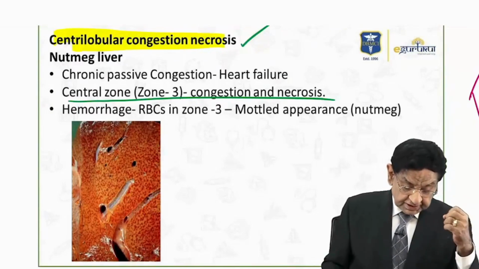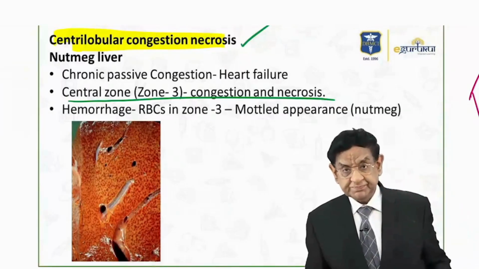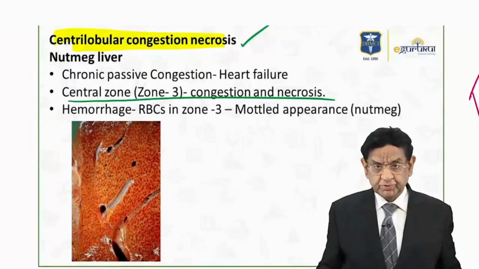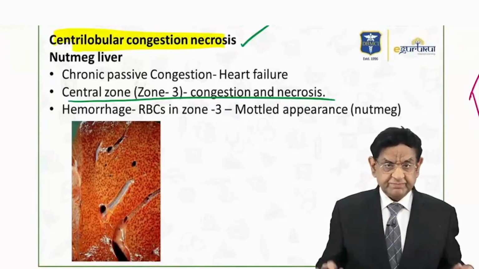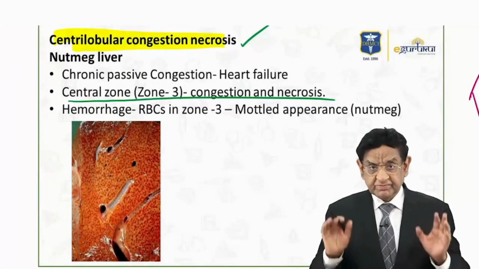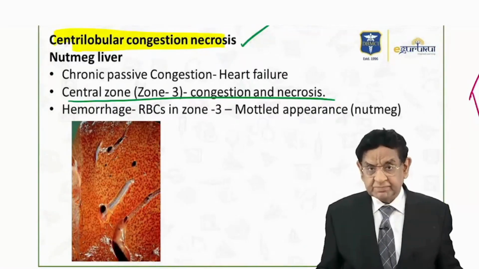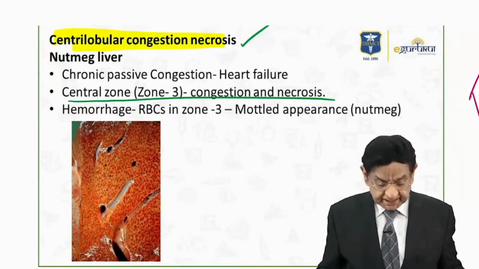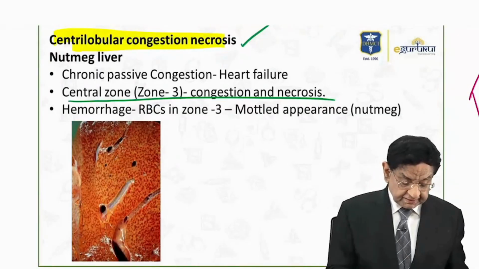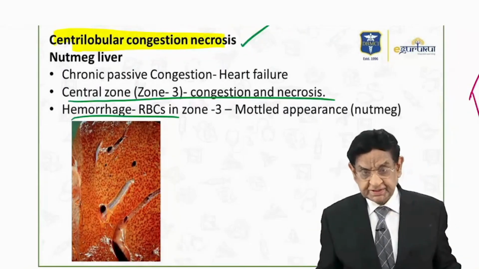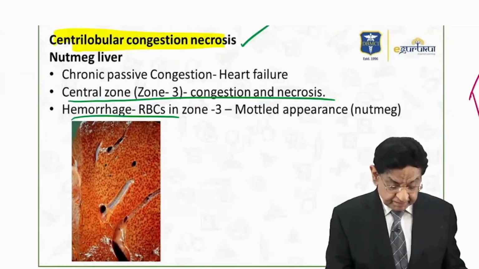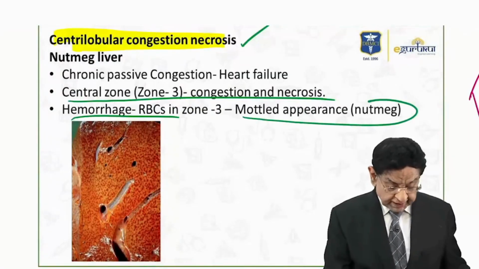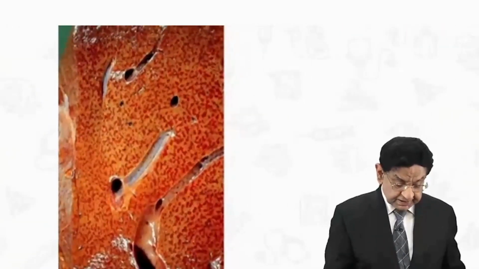Zone 3 is the zone around the total center of the lobule, around the central vein, and it is where the maximum load of the problem comes, and that's why they have cell necrosis. Ultimately there may be some hemorrhage also because of the high pressure, some bleeding may occur, and we may get a mottled appearance, so-called nutmeg liver. You can see beautifully the central veins, and all the RBCs are visible on the screen, and this mottling is the so-called nutmeg liver, the term that we use.